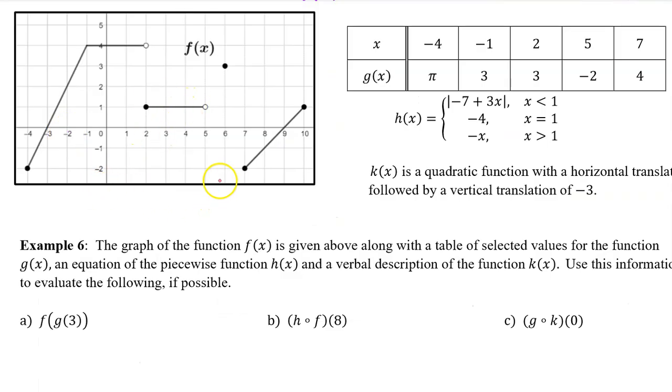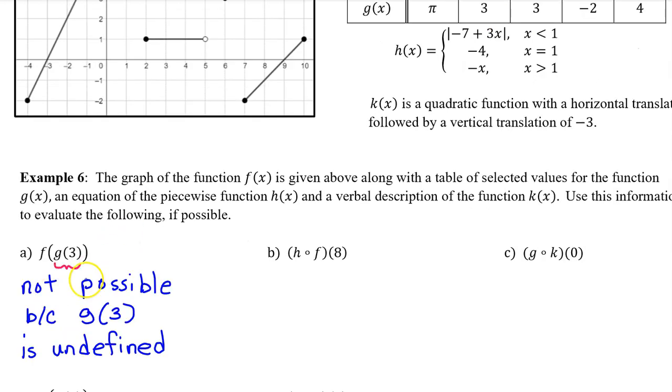For example 6, we are given 4 different functions in a variety of formats, and we must use them to evaluate the following expressions if possible. For part A, we would normally start with the innermost function, g at 3. However, here's function g, this table, and g at 3, meaning at an x value of 3, is not defined. There is no input value of 3. We'll say part A is not possible because g at 3 is undefined.